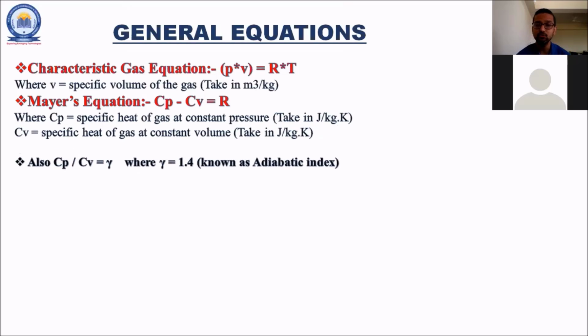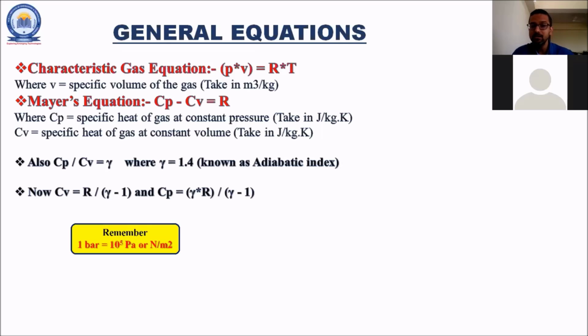Capital R we have already understood previously. Also, we know that the ratio Cp by Cv is equal to gamma, and the value of gamma is always constant, that is 1.4. And in theory, we have understood gamma is also known as the adiabatic index. So using these two relations, that is the Mayer's equation and Cp by Cv is equal to gamma, we are getting the answer, that is Cv is equal to R upon gamma minus 1, and Cp is equal to gamma R upon gamma minus 1. Remember friends, in these two equations, capital R is the characteristic gas constant and gamma is constant, that is 1.4.